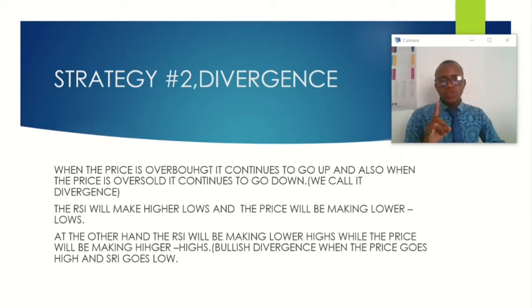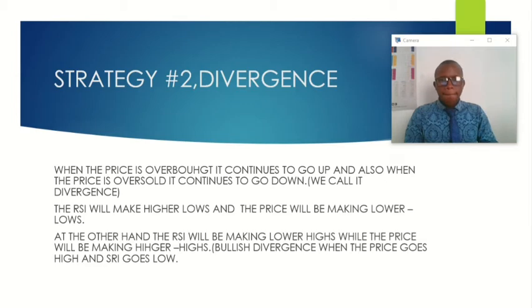Also, when the price is oversold, it continues to go down. We call this divergence. I know it doesn't make sense. Let me help you so that this can balance up. When I'm saying the price, I mean the price of the market, when it is overbought.